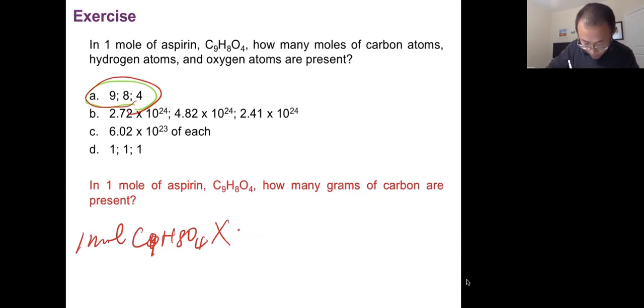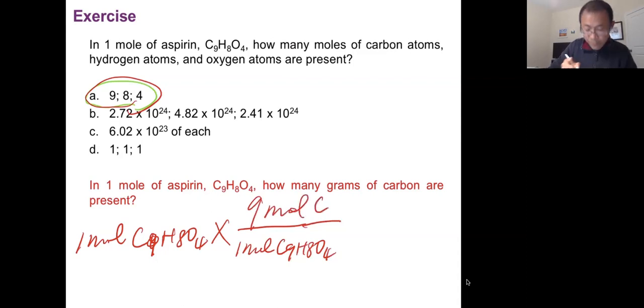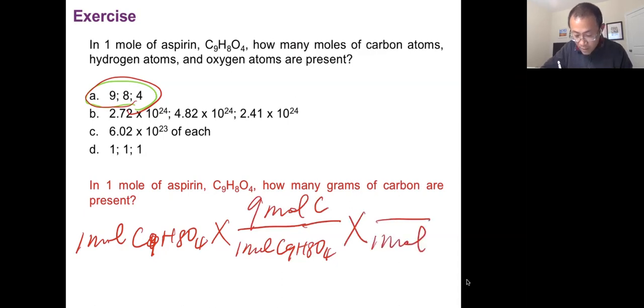1 mole of aspirin, multiply 1 mole of aspirin. How many moles of carbon? 9 moles of carbon. Further multiply 1 mole of carbon. How many grams, guys? 12 grams. Done. See? Let me use a different color pen.